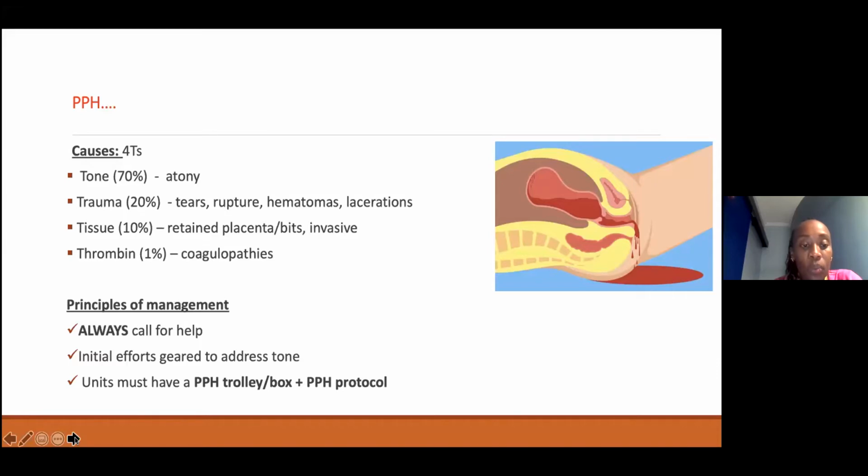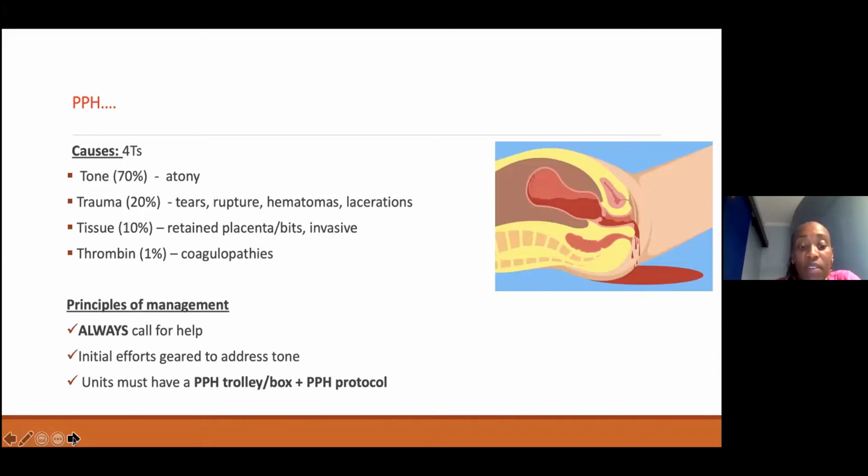Okay, so with that said, your principles of management for any postpartum hemorrhage should be, you always call for help, just like any other obstetric emergency. Whether you have a shoulder dystocia, you call for help first, yeah, because you do need a team to manage. So as I mentioned, your initial efforts will be geared to address tone. So in as much as you see a tear, yes, but you must address your tone because your tone can compound your tear, all right?